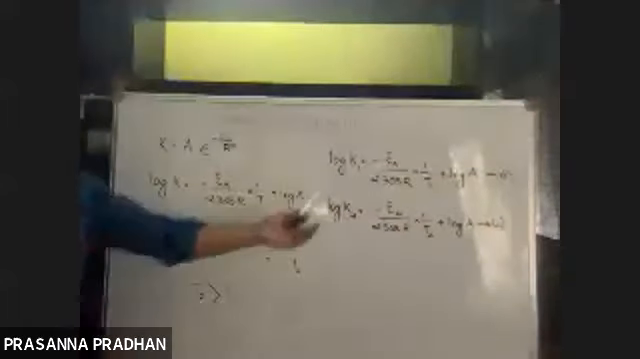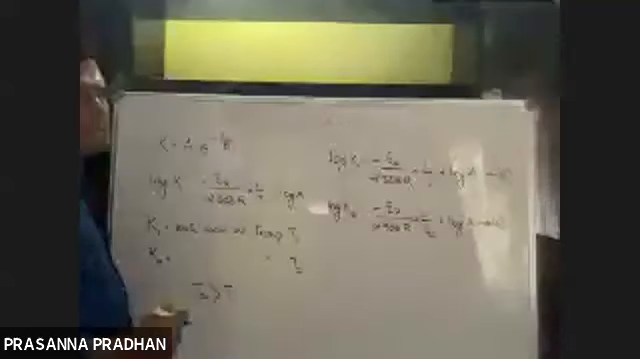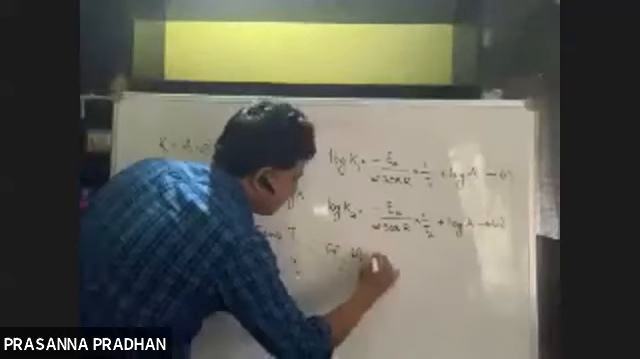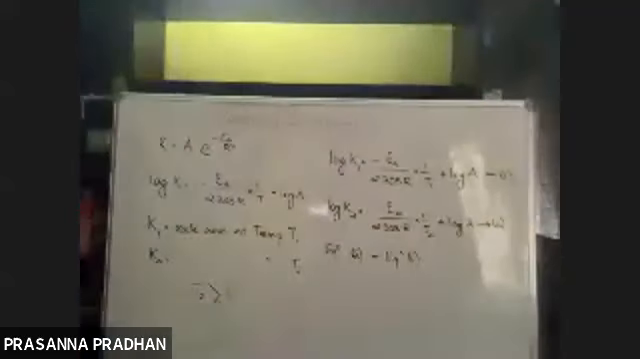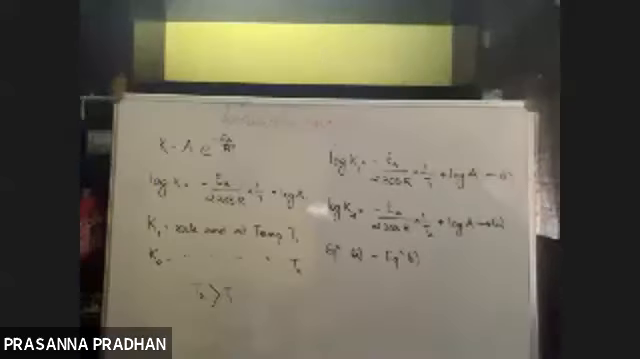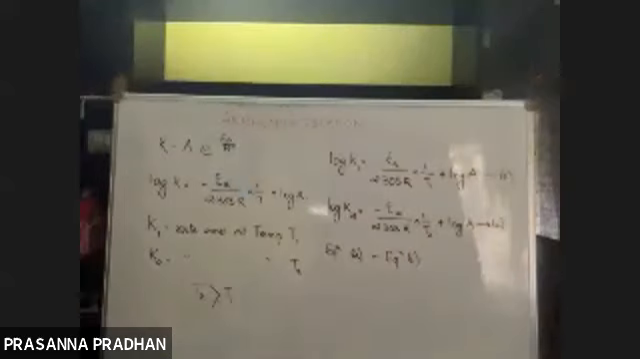I'm just substituting the values of temperature and rate constant in this particular equation. We subtract equation 1 from equation 2, so equation 2 minus equation 1. What will be the final form? Please give it a try.